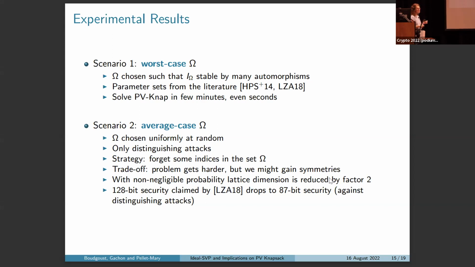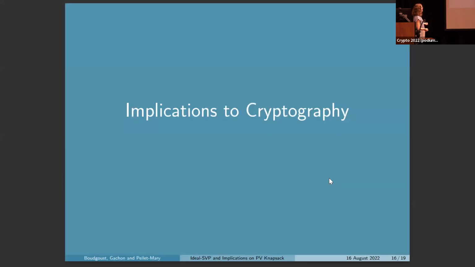But what we can do in the distinguishing attack is forget some of the prime ideals, so forget some of the indexes in the set omega. Then the problem becomes a harder problem, but we can hope for finding at least one symmetry. And this is what happens with a non-negligible probability. In this case, when we take concrete parameter sets, we can reduce the 128-bit security claimed in one of the literature to 87. So it's quite significant.